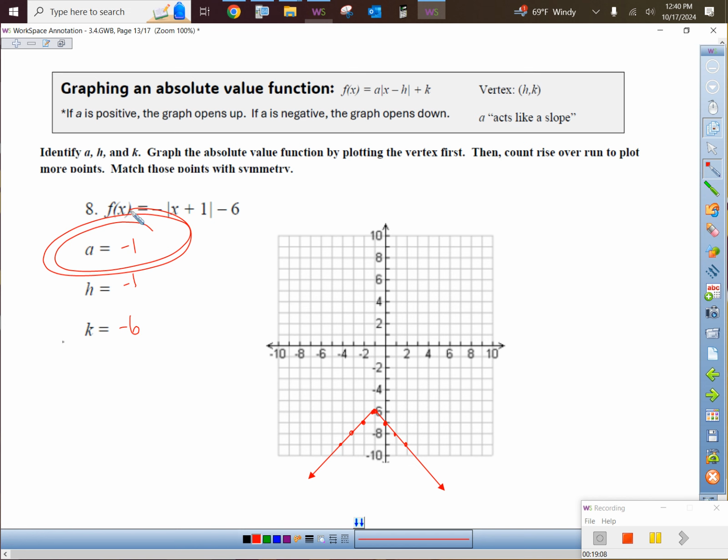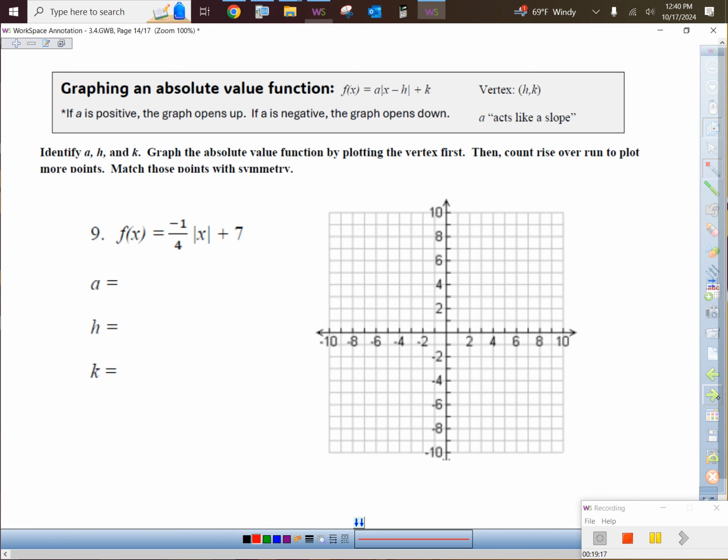Feeling all right? A little head nod? Feeling all right? Okay, let's try another one. Tell your neighbor who A is. -1/4. Tell your neighbor if this absolute value V opens up or opens down based off that. Down. Cool? Weird boy is H. He's the number being added or subtracted to X in the bars, which there is nothing. So what do you think the H value is?